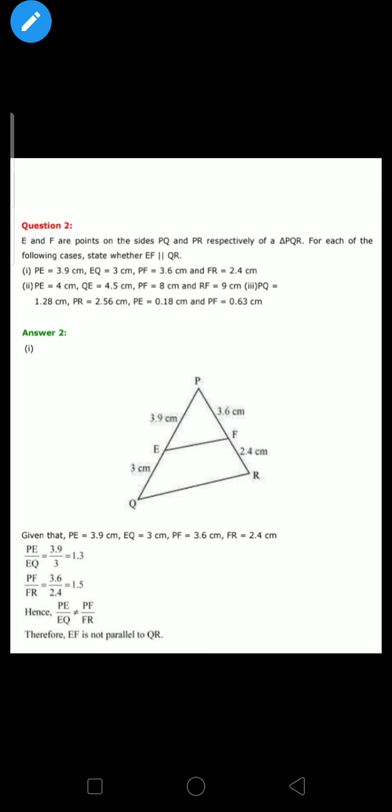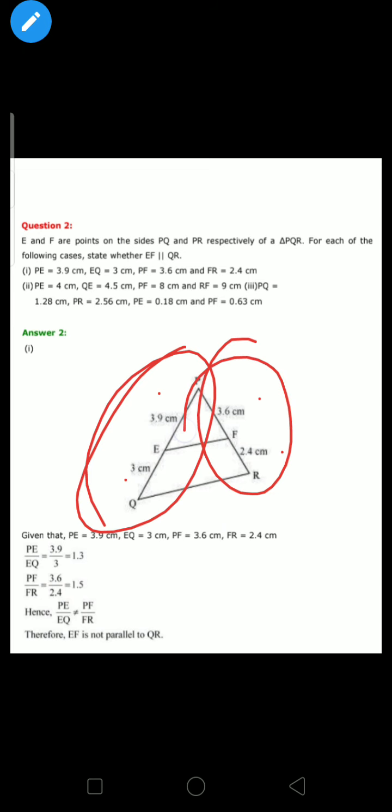Okay. Here you have to do the vice versa. I think it is written here. E and F are points on the sides PQ and PR respectively of triangle PQR. For each of the following cases, state whether EF is parallel to QR. What is the question asking? It is saying that we are given the sides, which means you can use the proportionality theorem. Then after, you can tell whether these two lines are parallel or not.